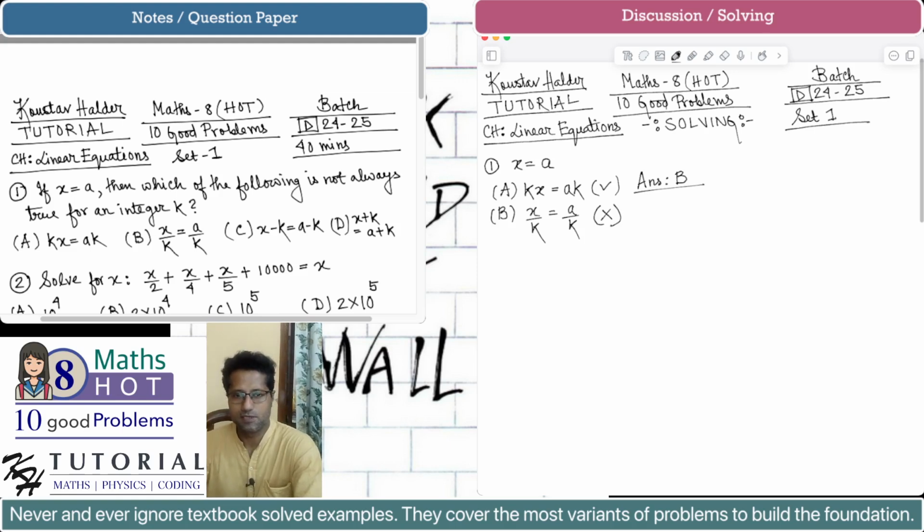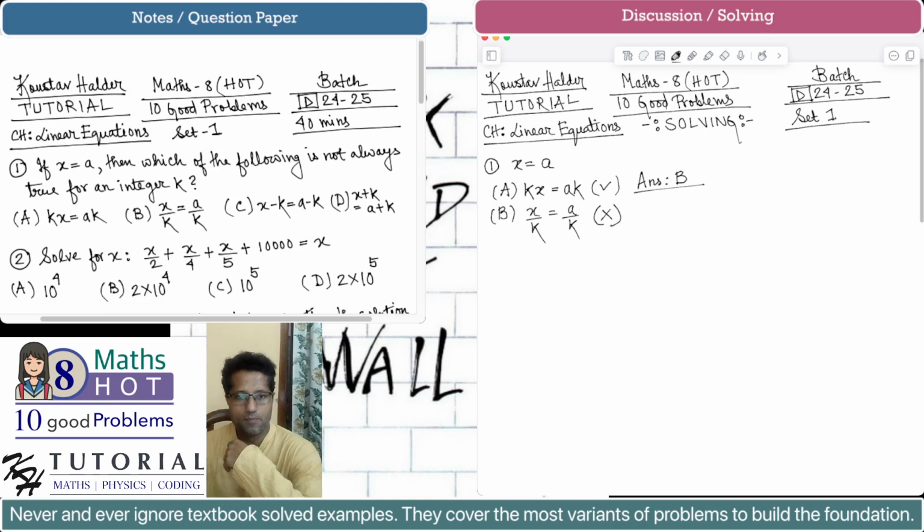Now for the choices C and D, they are also correct statements, because we know that as a rule of solving linear equations, we can always subtract or add the same constant on both sides. So based on that rule, choices C and D are also correct statements, and hence they are not the correct answer. Okay.